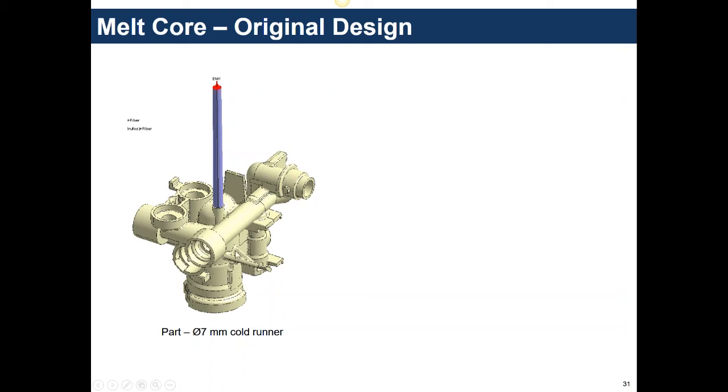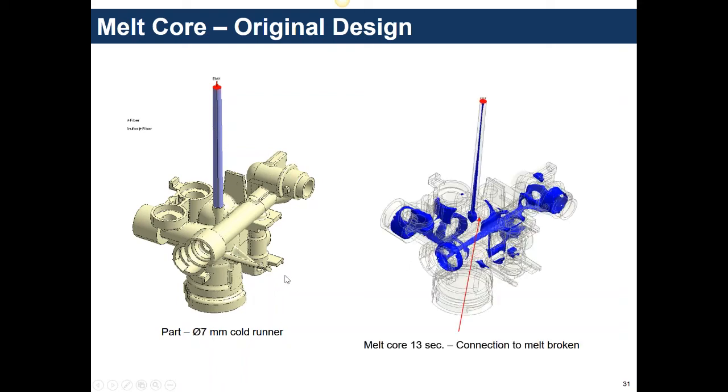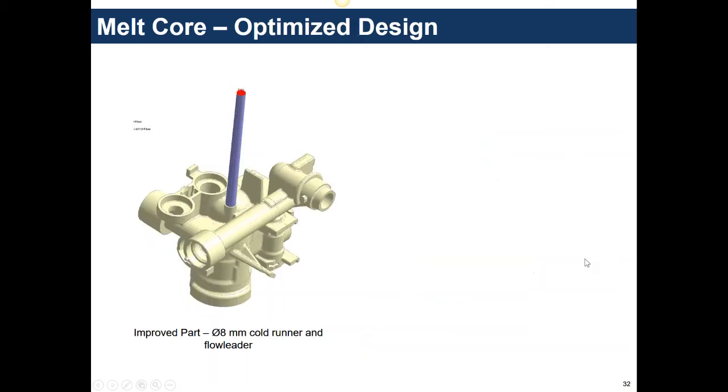So they ran an analysis on their complex part with many different wall thicknesses, as you can see. Originally, they had a 7mm cold runner. Looking at that same melt core result at about 13 seconds, you can see that all this is still molten, but it's lost connection to the sprue. So it's not receiving packing pressure anymore.